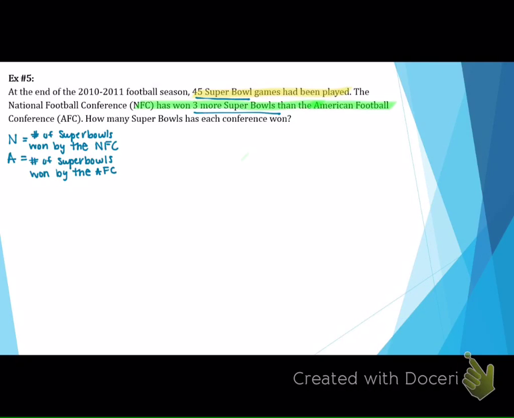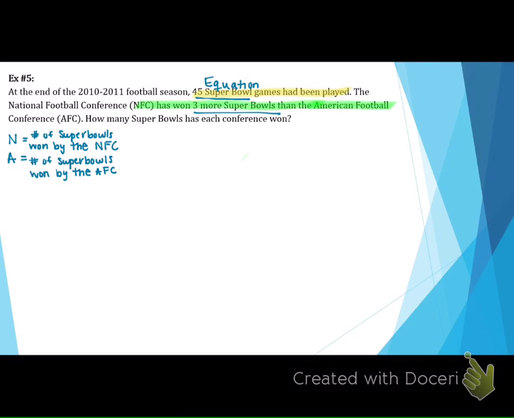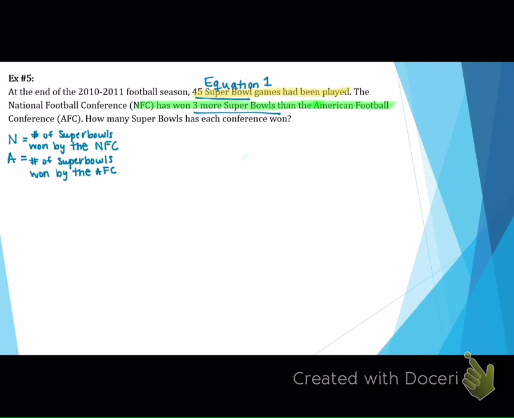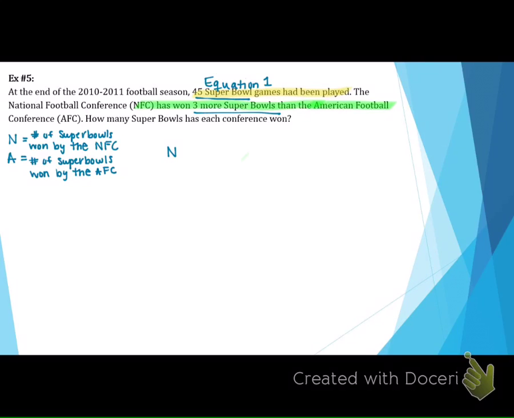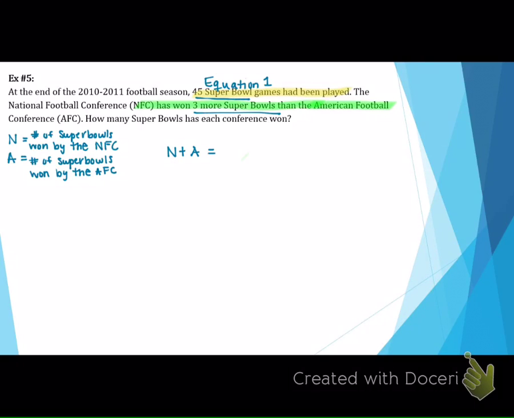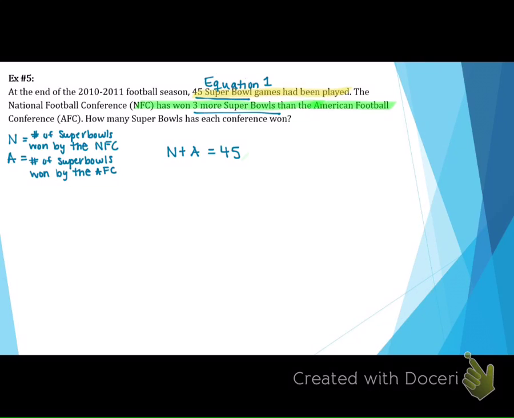So let's start with the first one. There's 45 total Super Bowl games played. How do you think we could write an equation for this one here? How could we write an equation for that, Sarah? We're saying that the number of Super Bowls that the NFC has won plus the number of Super Bowls the AFC has won has to total 45, right? That's what that's saying there. If you were to say it in an English sentence as opposed to a math sentence. So this is going to be equation 2.